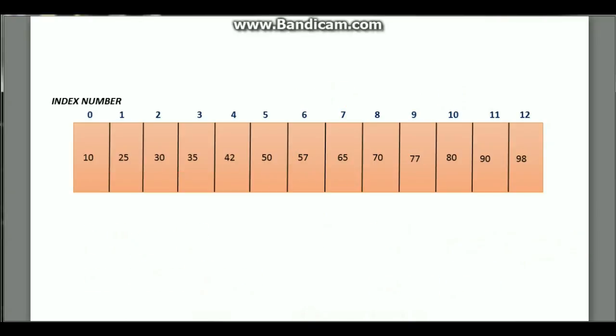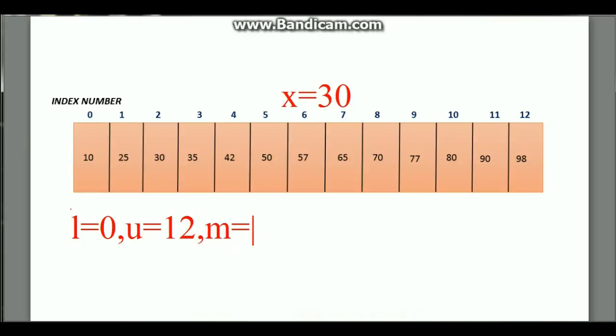Now let's take another example where our x is equal to 30. Same process: your lower limit will be equal to 0, upper limit will be equal to 12, and your middle index number will be equal to 6 for the above example. So you find that at m equal to 6 you have 57, which is greater than 30.